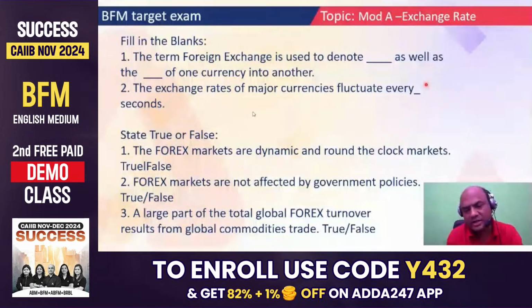4 seconds, correct. Fluctuates every 4 seconds. Okay. Forex markets are dynamic and round the clock markets. True or false? Everyone, true or false? Forex markets are dynamic and round the clock markets. True or false? True. Correct? It is true.